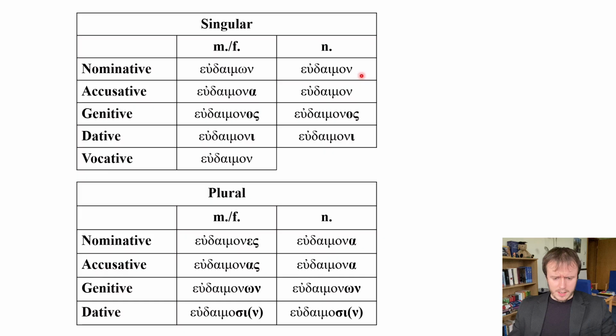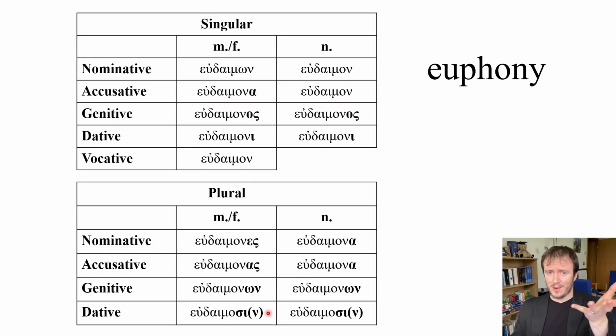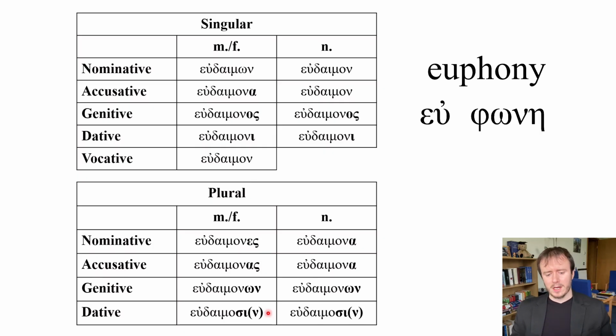Now the last thing I need to note is that in the dative plural we have eudaimosin. This was originally eudaimonsin, but it's harder to say eudaimonsin than it is to say eudaimosin. Eudaimosin sounds a lot nicer. This is what we call the principle of euphony, which literally means good sound in Greek, from eu and phone.